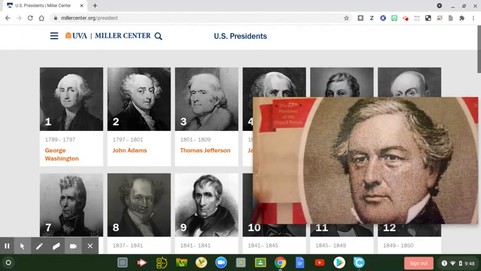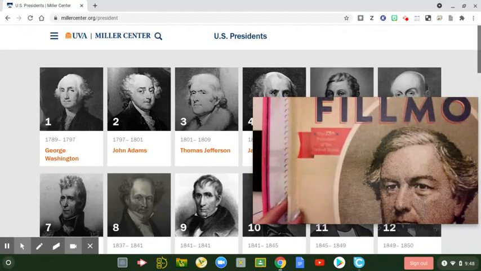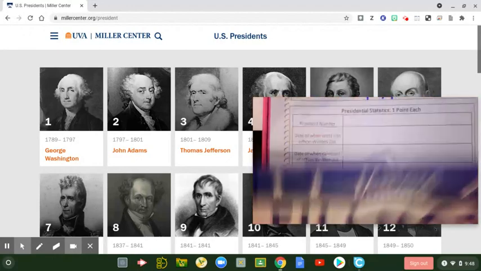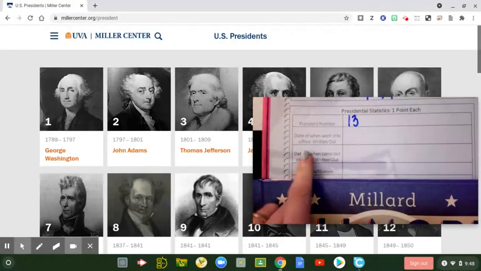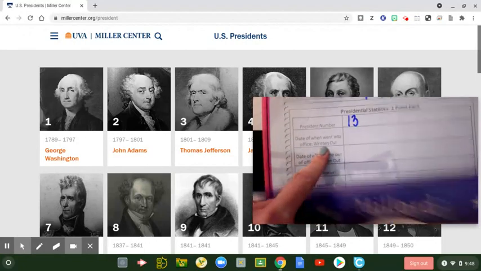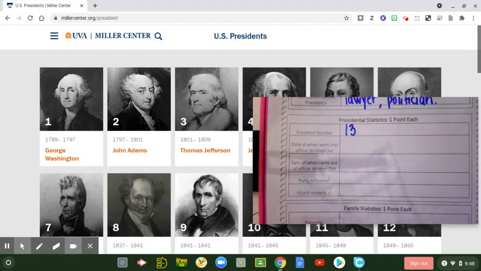If we find this book, it tells you on the cover what number he is. He is the 13th president, so I'm going to put 13. All right. Date of when he went into office. Some of them might have more than one date because they might have been the president and then they weren't, and then they came back and were president again.